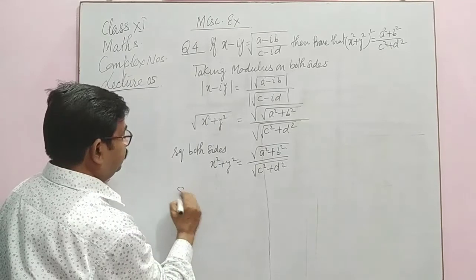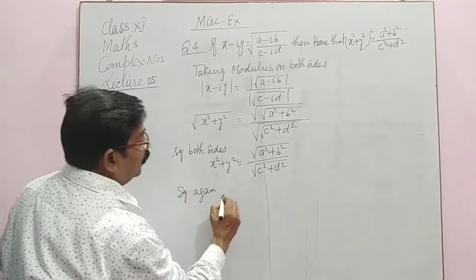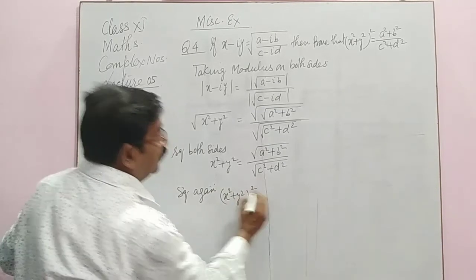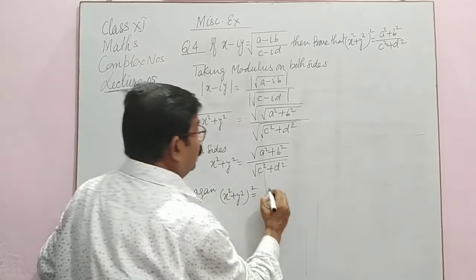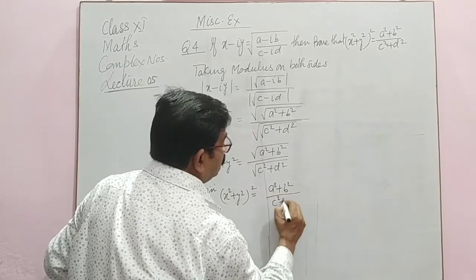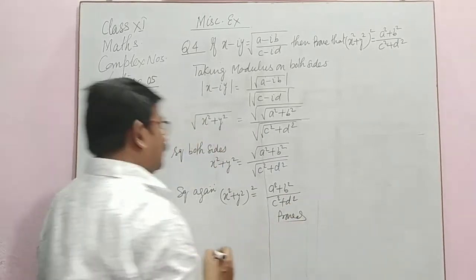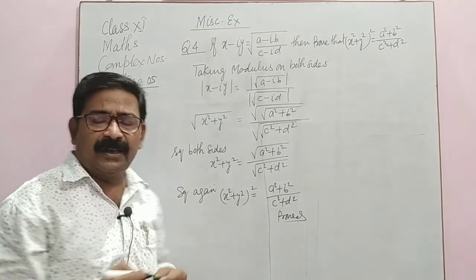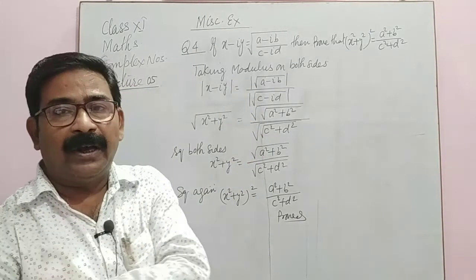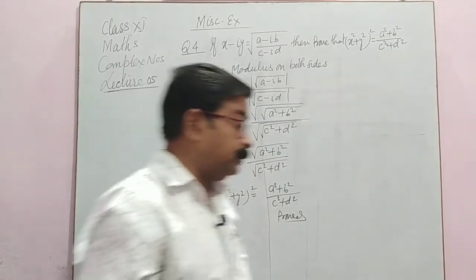Squaring again, we get (x square plus y square) whole square, and here the root will be removed, so we have a square plus b square upon c square plus d square. This was to be proved. In other books different methods are given. You can adopt any method. In my opinion this was simple, so I have given this method. You can practice the other methods also if you know them.